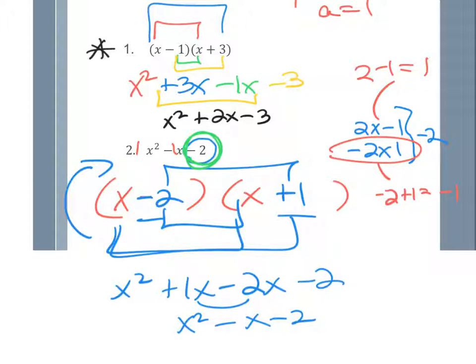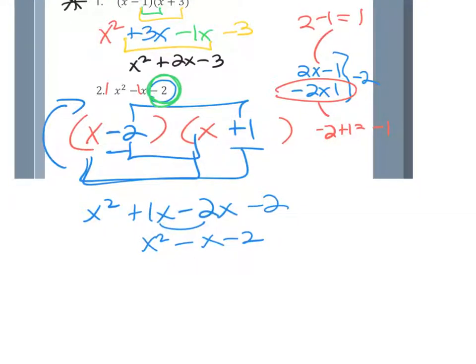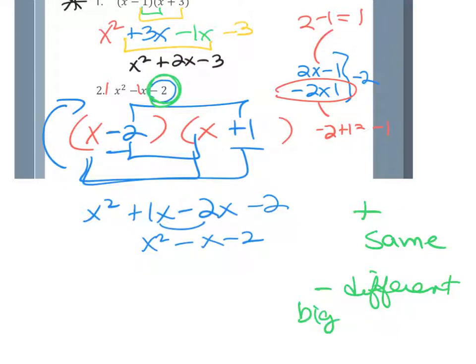Now, if my n number is positive, this tells me that the signs on my factors have to be the same. But if that last number is negative, the signs on my factors are going to be different because I need different signs to get a negative. And when the signs are different, the bigger number, or the larger of my factors, will get the sign of the middle.